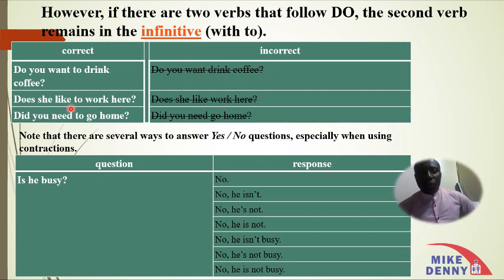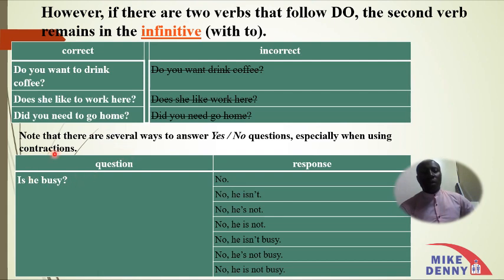Does she like to work here? Not does she like work here? That becomes different and not grammatical. Did you need to go home? Not did you need go home? So you discover that in this context, where two verbs have been used, the second verb remains in the infinitive form.